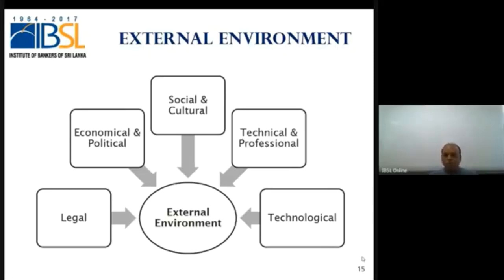There could be social and cultural changes, which may not match the culture that is being adopted by the company. So you might have to change the company operations to suit the social and cultural requirements. And there could be technical and professional advancements happening in the external environment. You have to abide by those. And most importantly, there will be technological changes. The company has to be geared for those changes.